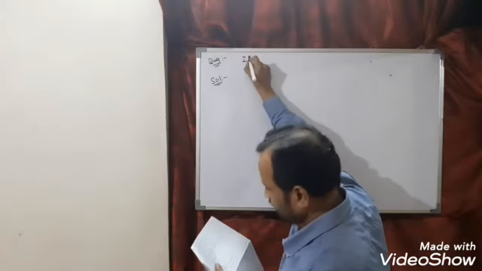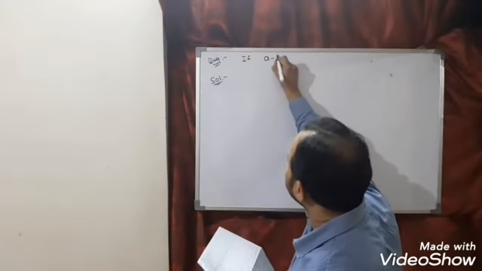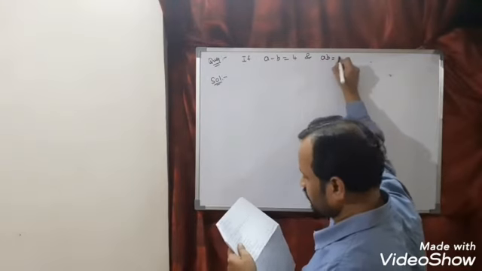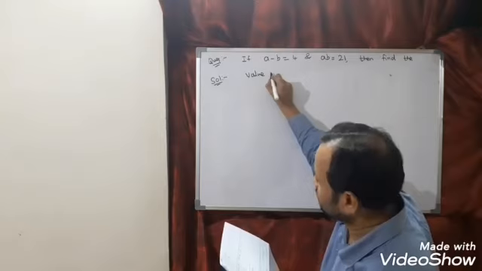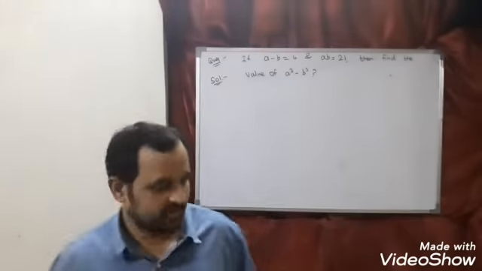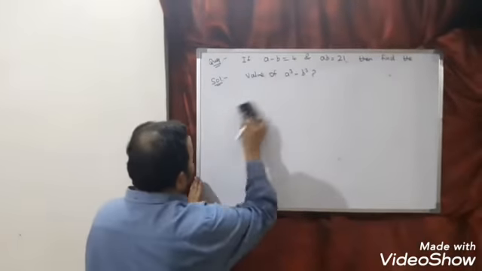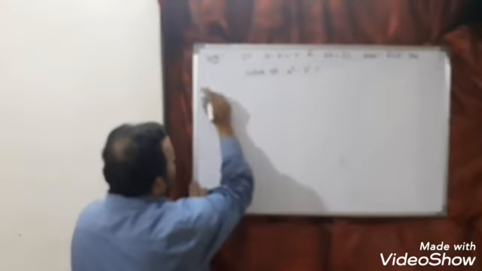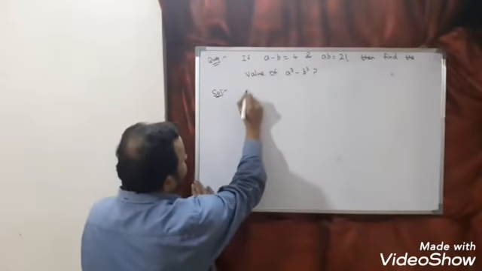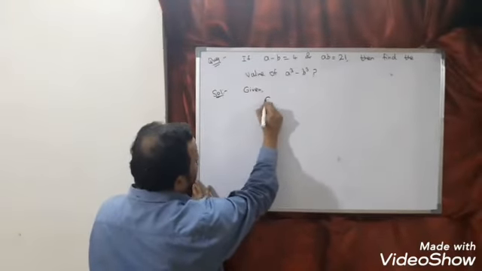Next question is, if A minus B is equal to 4 and AB is equal to 21, then find the value of A cube minus B cube. Then find the value of A cube minus B cube. Now see here. So what is given? Given is A minus B is equal to 4.